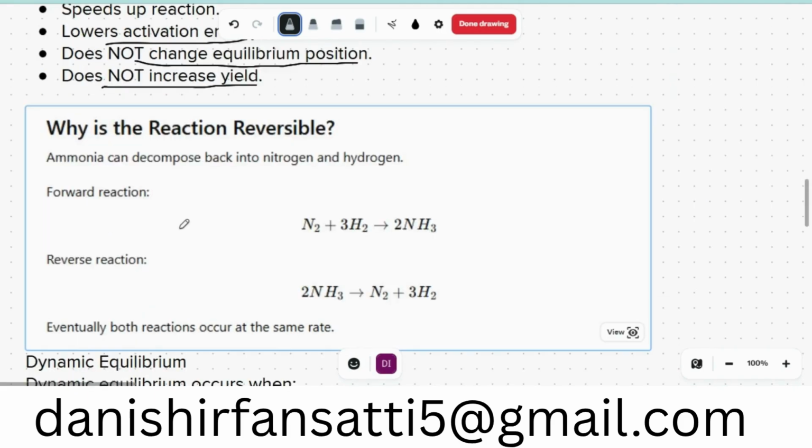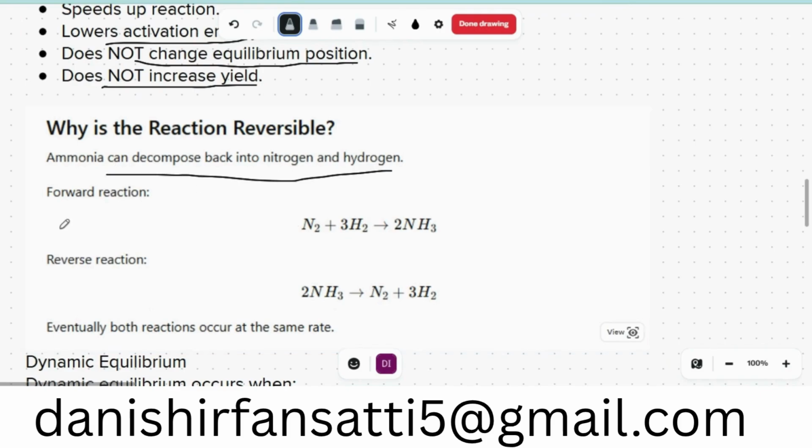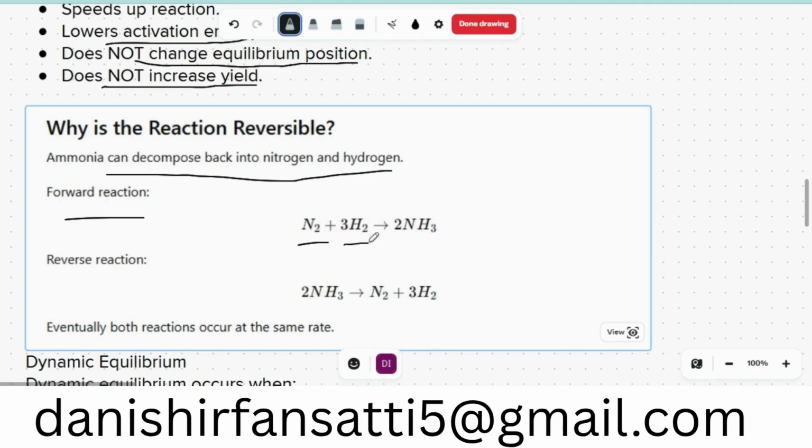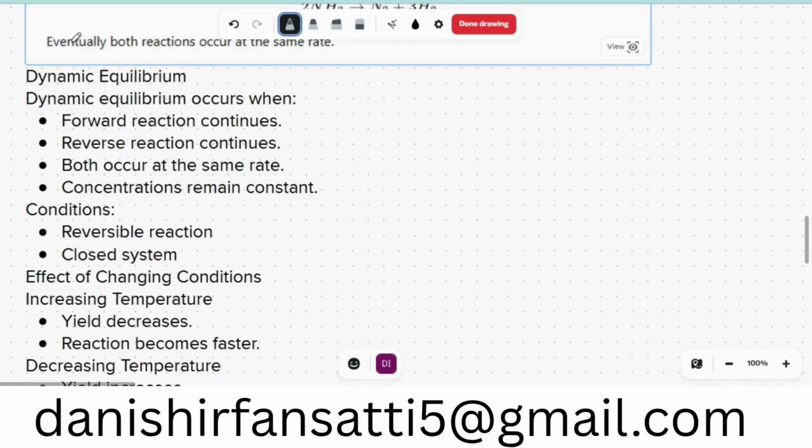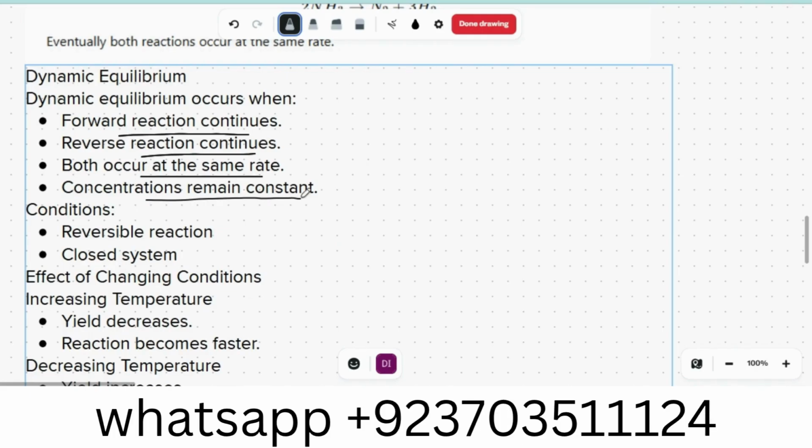Why is the reaction reversible? Because ammonia can decompose back into nitrogen and hydrogen. The forward reaction is simply N2 plus 3 moles of H2 gives us 2 moles of ammonia. In the reverse reaction, from 2 moles of ammonia we get 1 mole of nitrogen and 3 moles of hydrogen. Dynamic equilibrium occurs when the forward reaction continues and the reverse reaction continues, both occurring at the same time, and concentrations remain constant. Now there is no increase in the concentration of product or reactant. Conditions are a reversible reaction and a closed system.